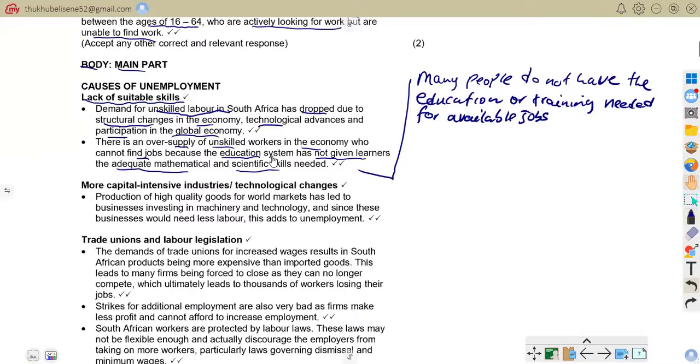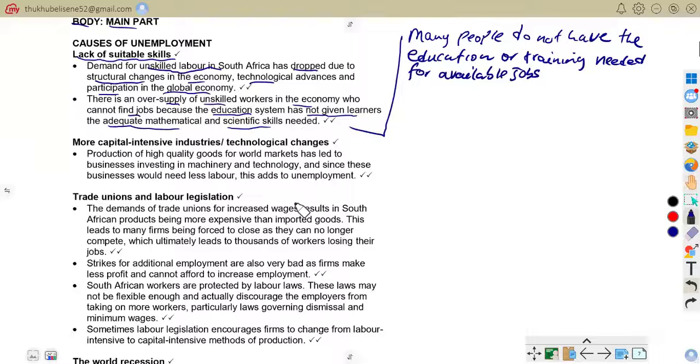So now let us move on to another point or aspect: more capital intensive industries or technological changes. So we're talking about businesses that change. That's another cause of unemployment. Businesses use more machines and technology.